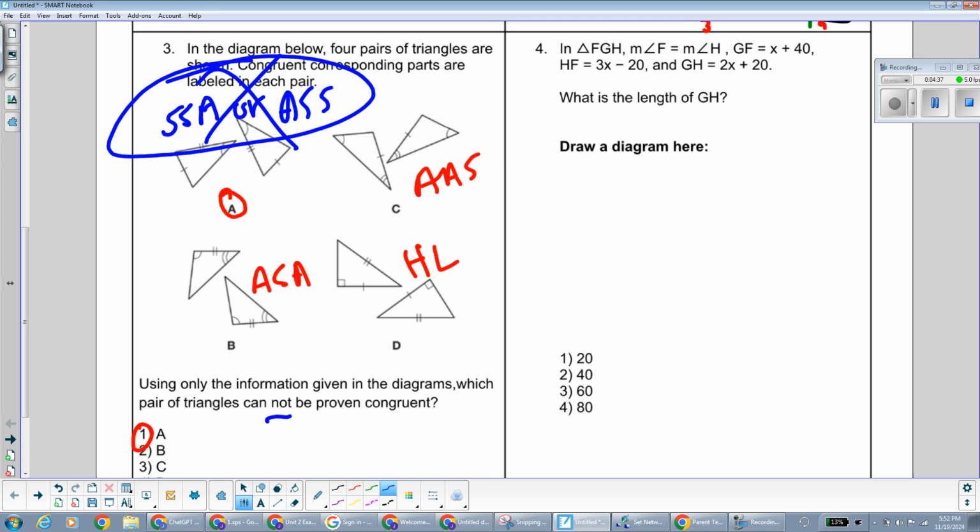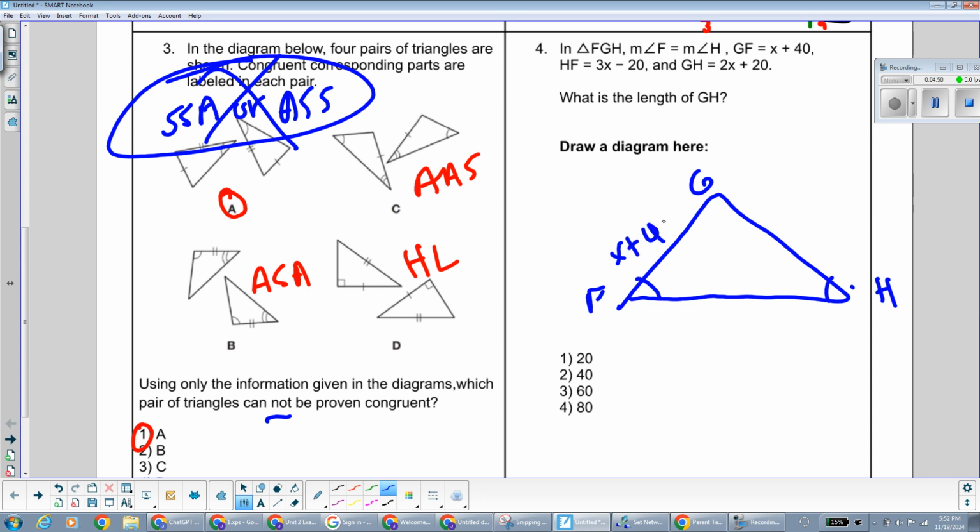Moving on to the next one, we have triangle FGH. And it tells us angle F is congruent to angle H. GF is x plus 40. HF is 3x minus 20. And GH is 2x plus 20.